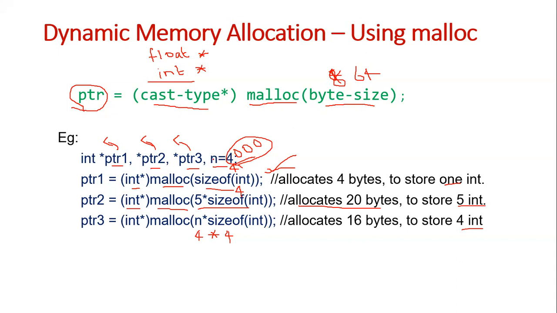You getting? This n you can take as a user input. Say how many integers you want to use. Like that you can ask the user. If the user says 5, then you can read that in n. Then you allocate memory for 5 integers. If the user says 500, then you assign n to 500. Then allocate memory for 500 integers. Right? 500 locations which can store integer values.